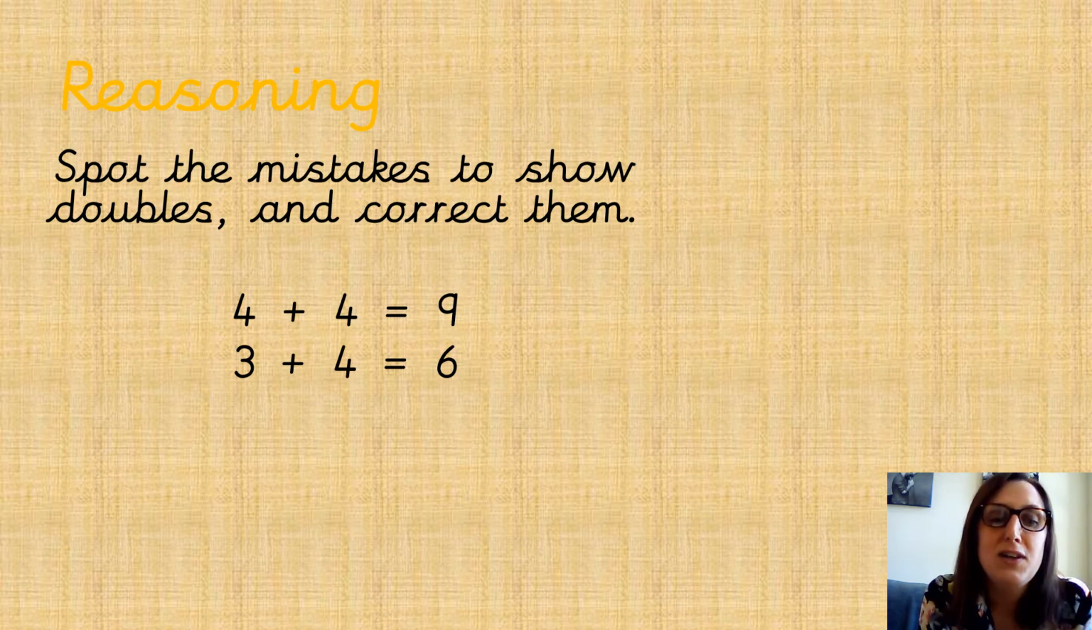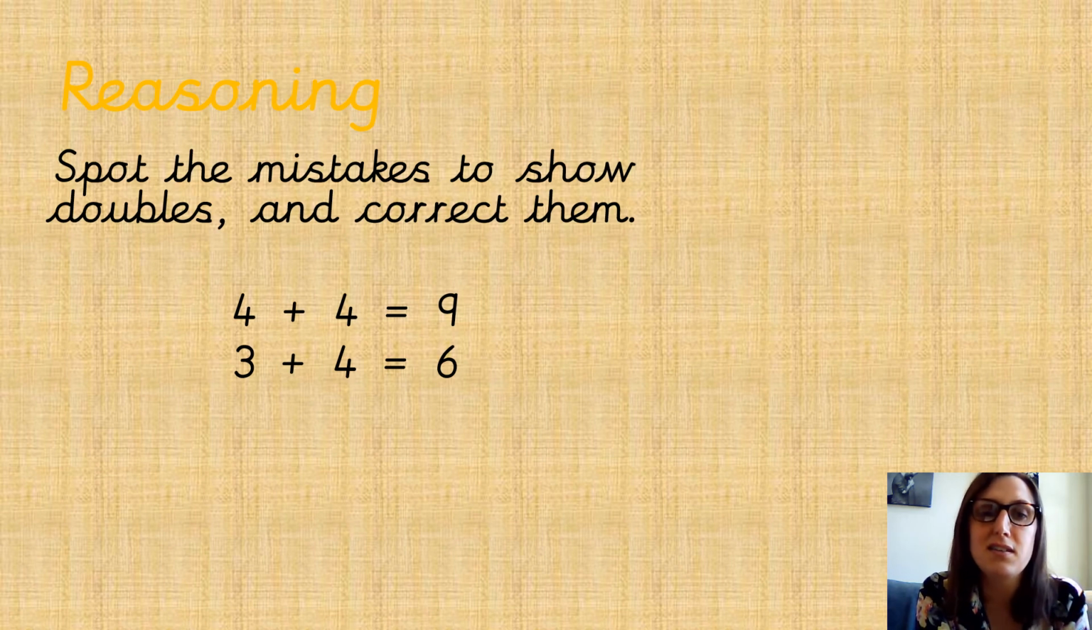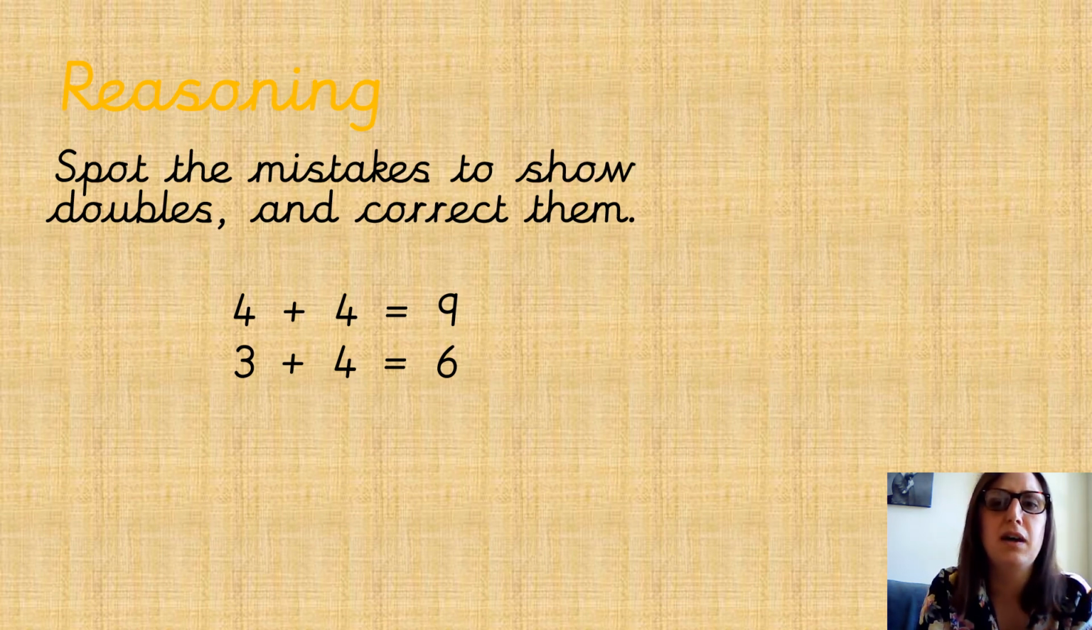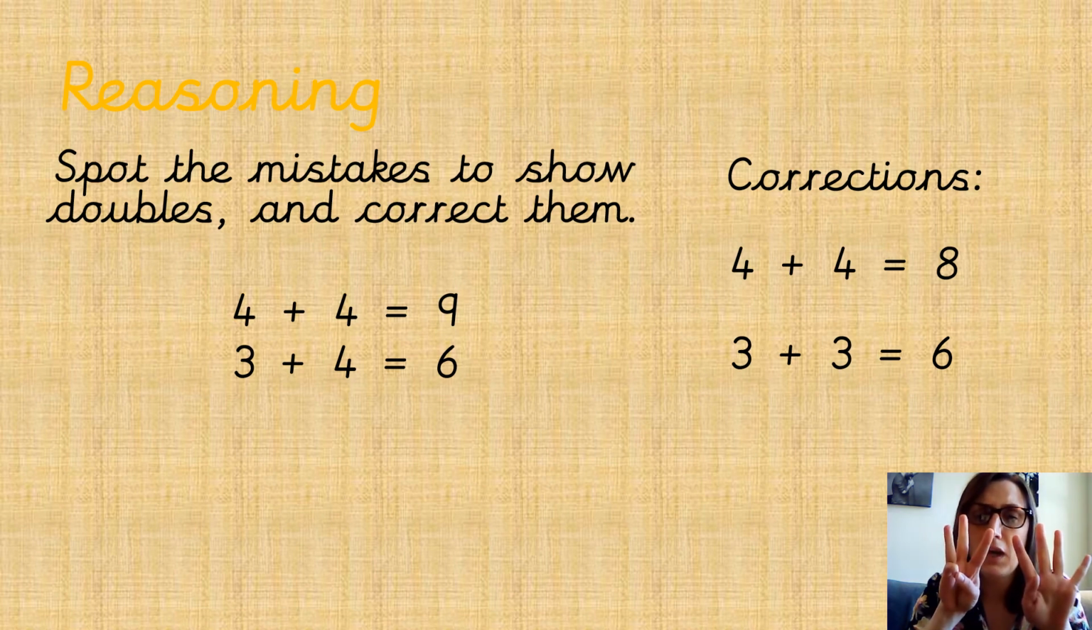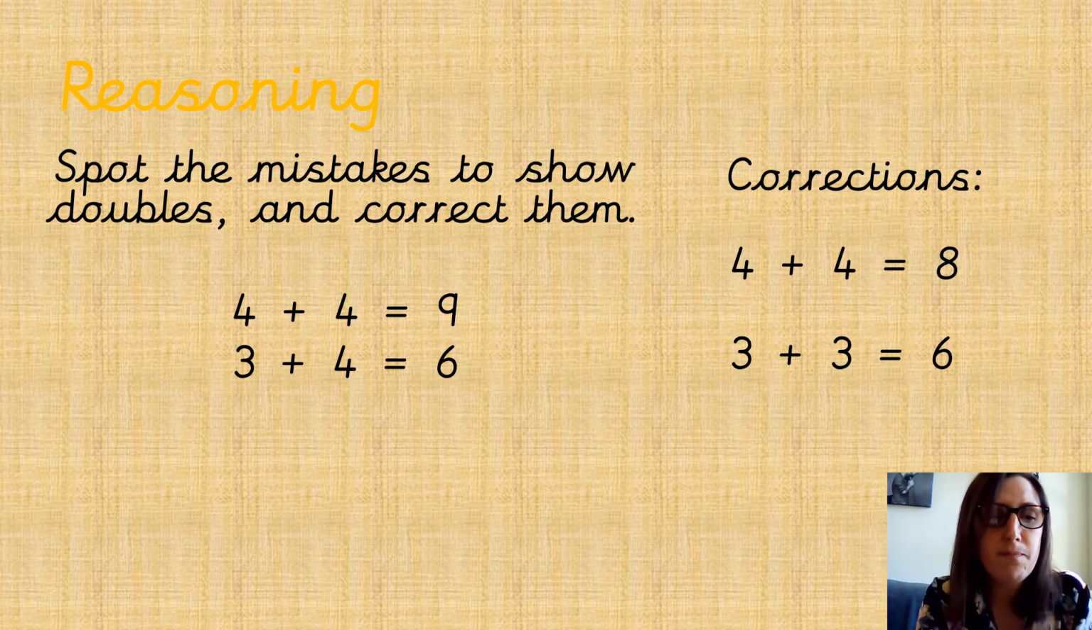Okay, hopefully you had time to pause that. So the answers are going to come up. So doubling, remember, is adding the same number twice. So it should have been 4 add 4 equals 8, because 4 add 4 does not equal 9, it equals 8. And 3 add 4 equals 6. Should have been 3 add 3 equals 6, because 3 add 4, there we go, would have got us to 7, but 3 add 4 would not be a doubling number sentence because it's not the same number. So I hope that you got those two.